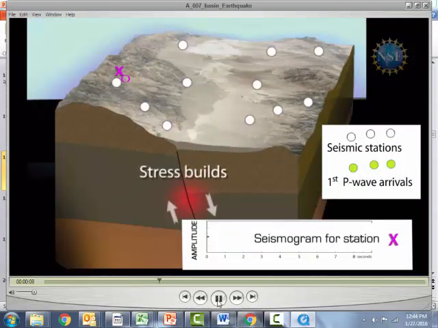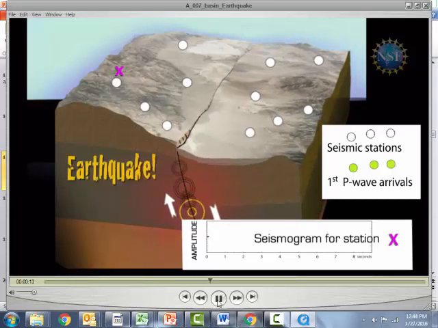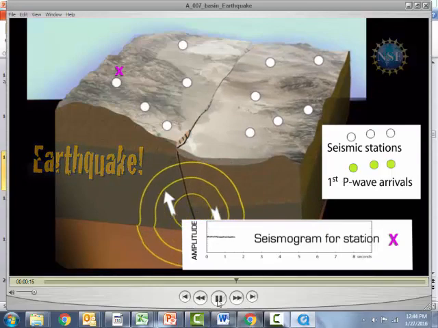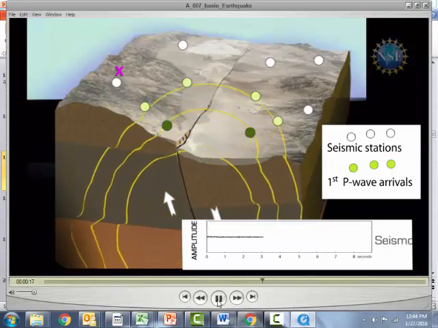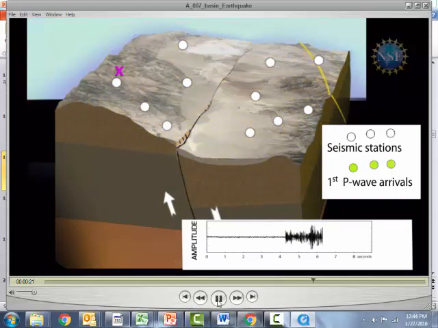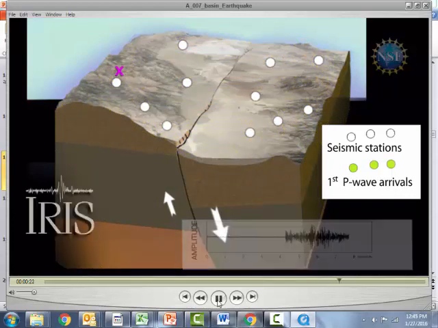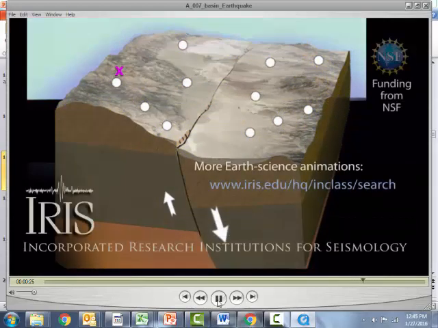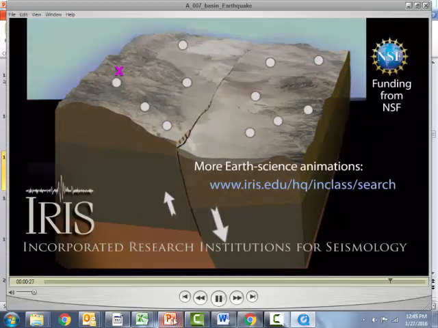So the stress is building. Here comes the earthquake. That hanging wall drops down. The seismic energy is released. In this case, being picked up at seismic recording stations, but of course also destroying any structures that are right in the area.